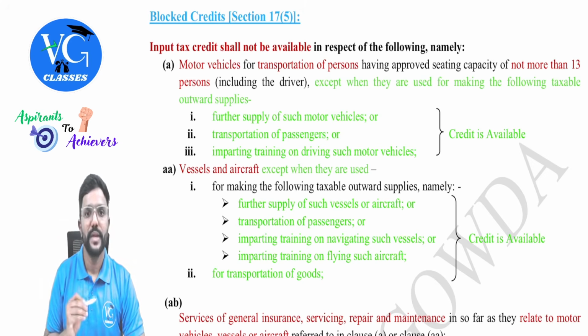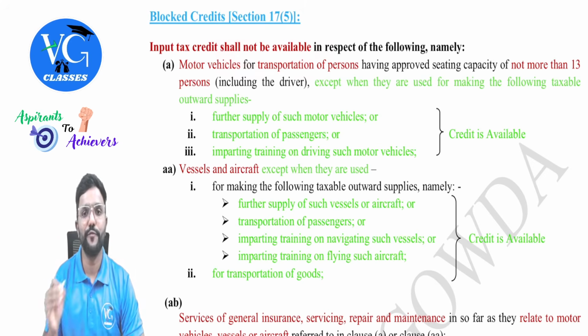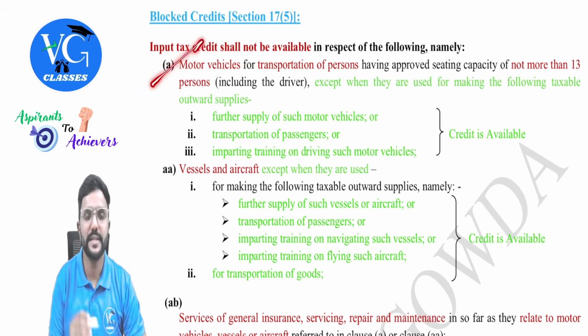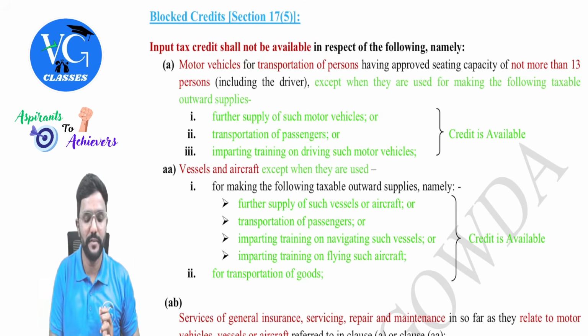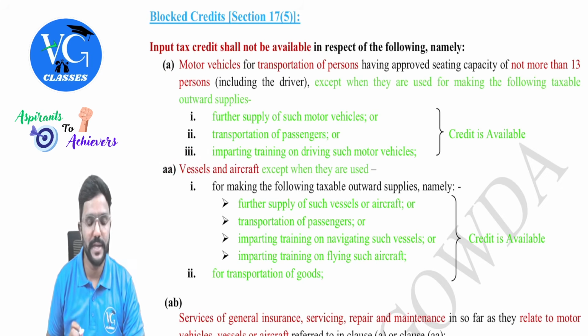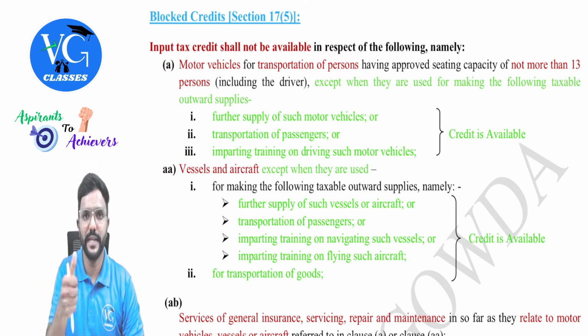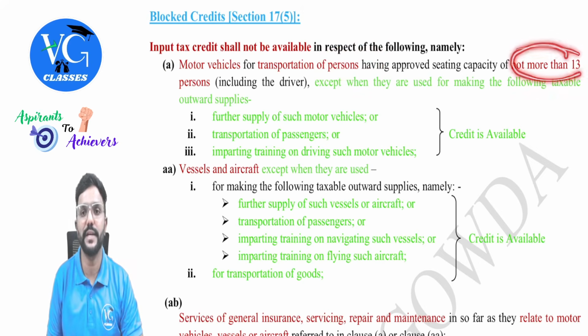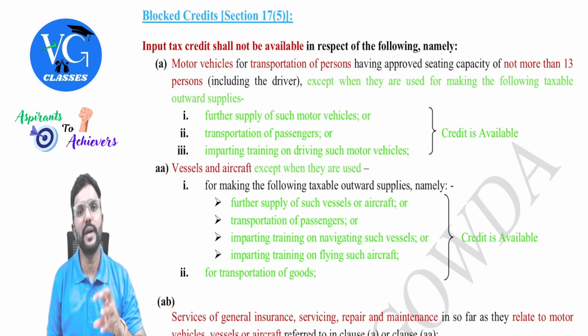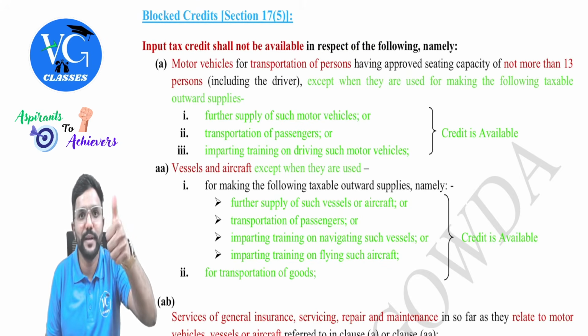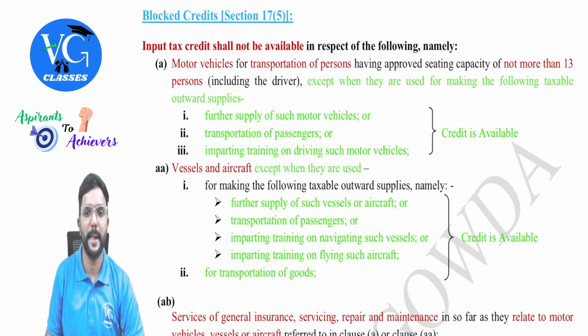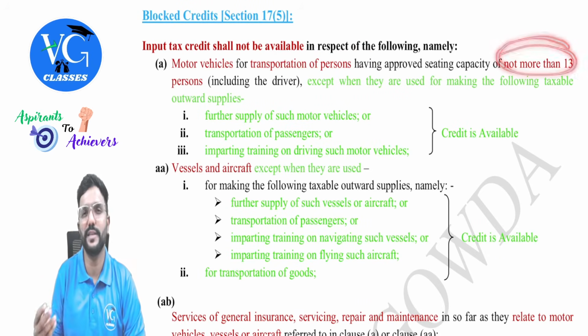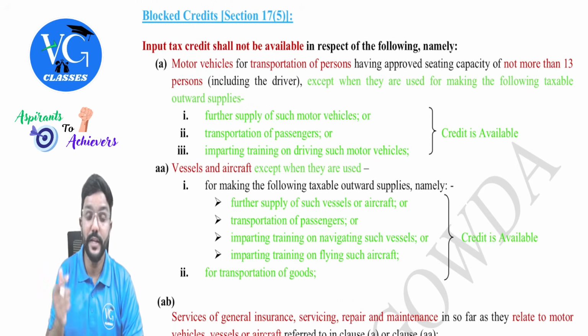Look here, look here. Input tax credit shall not be available in respect of the following, namely, first one, clause A, 17.5a. Try to remember in the order. I have given it in the order of the sections or clauses, guys. Okay. Motor vehicle for the transportation of persons. Means if it is for goods, allowed? Yes. So for the transportation of persons, having approved seating capacity of not more than 13, means less than or equal to 13. Sir, what if it is more than 13? Means bus. Credit is available, provided it is used for business purpose. Okay. So what is covered here is not more than 13, maybe a car, including the driver.